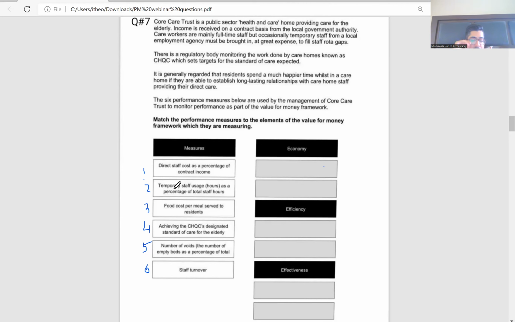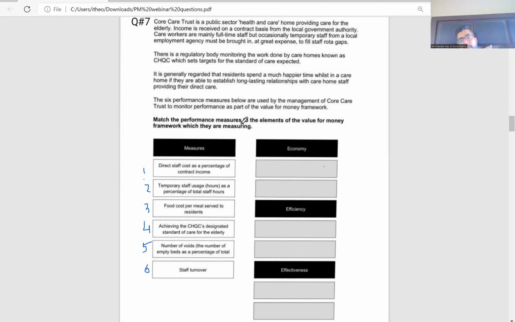Okay, so you have to match which 2 will come in economy, which 2 will come in efficiency, and which in effectiveness. Now, if you know the definitions of economy, efficiency, effectiveness, this is very easy. Economy is low cost. Efficiency, more output from less input. And effectiveness, objective is achieved. Okay. So there are 6 performance measures.